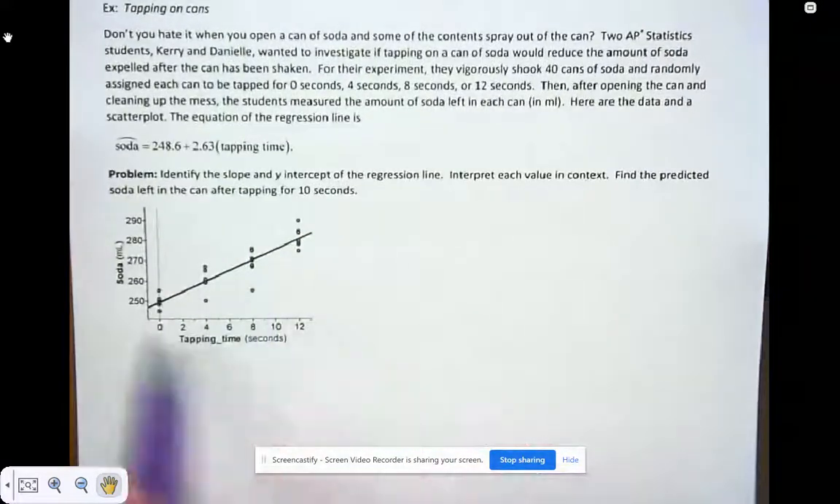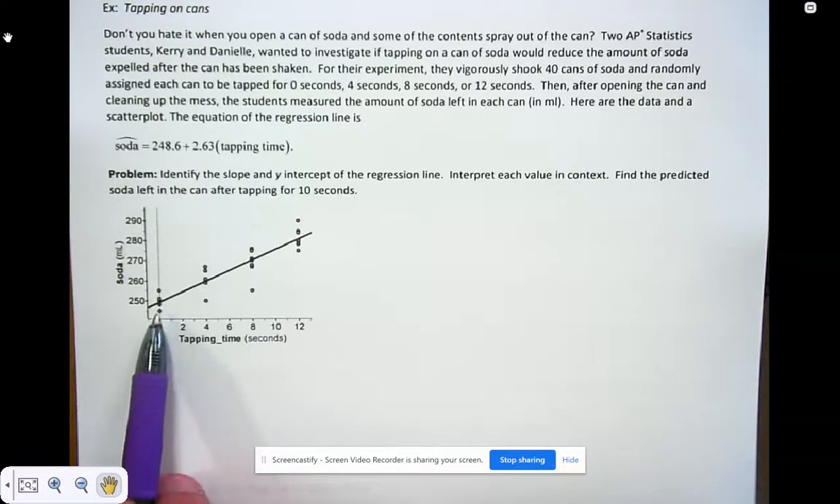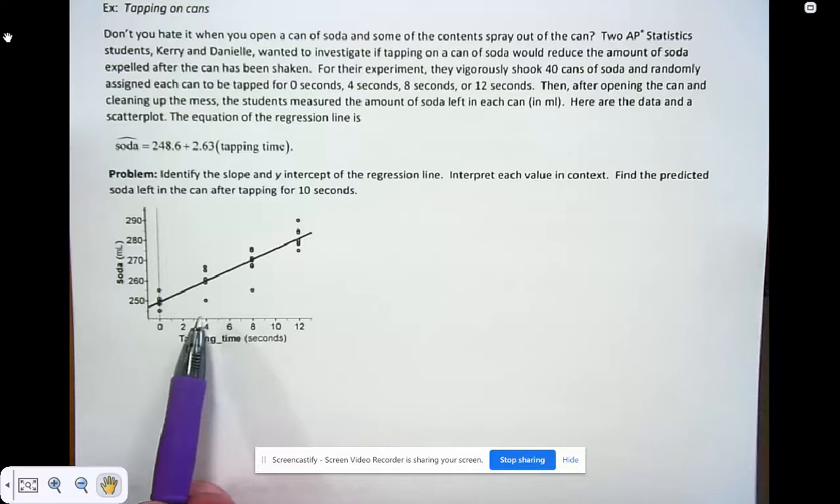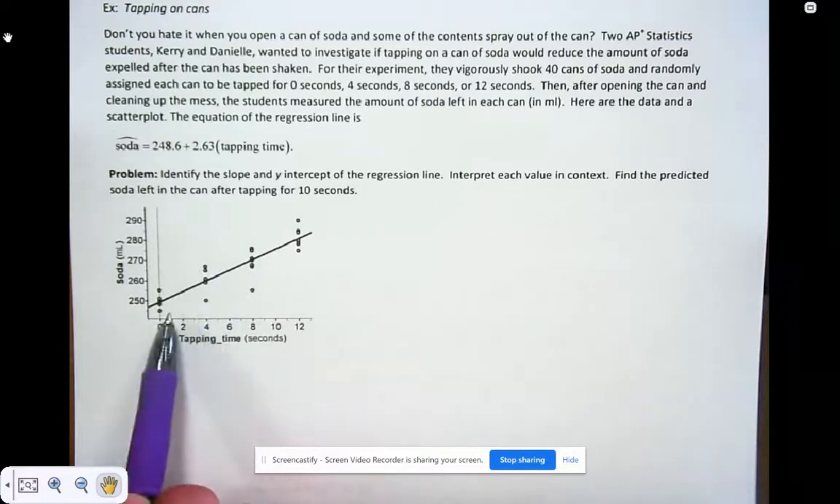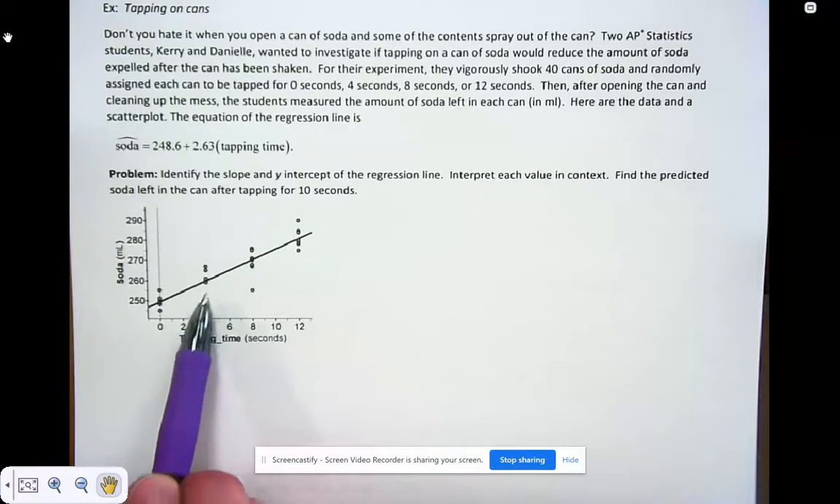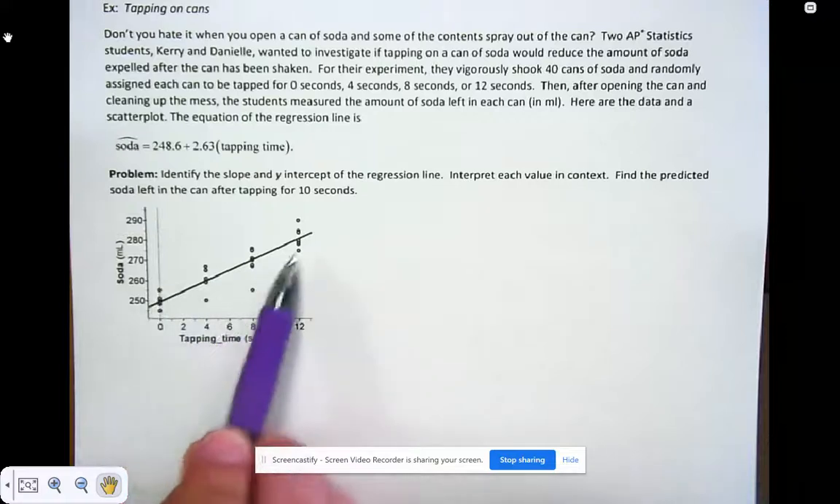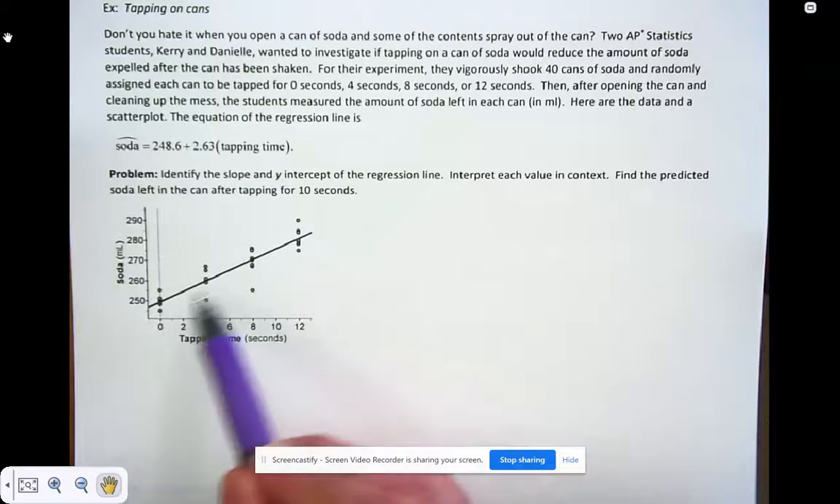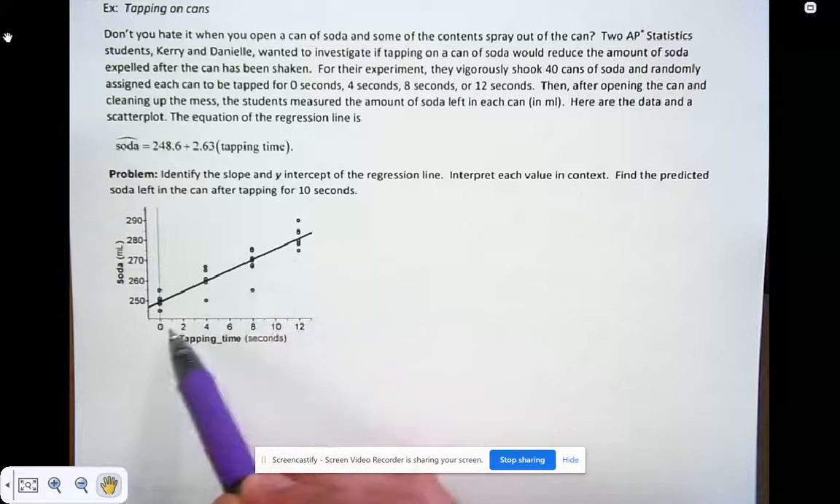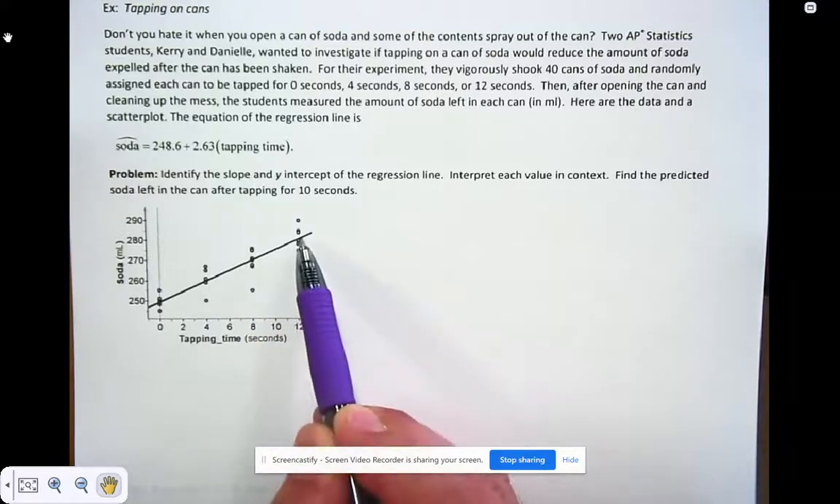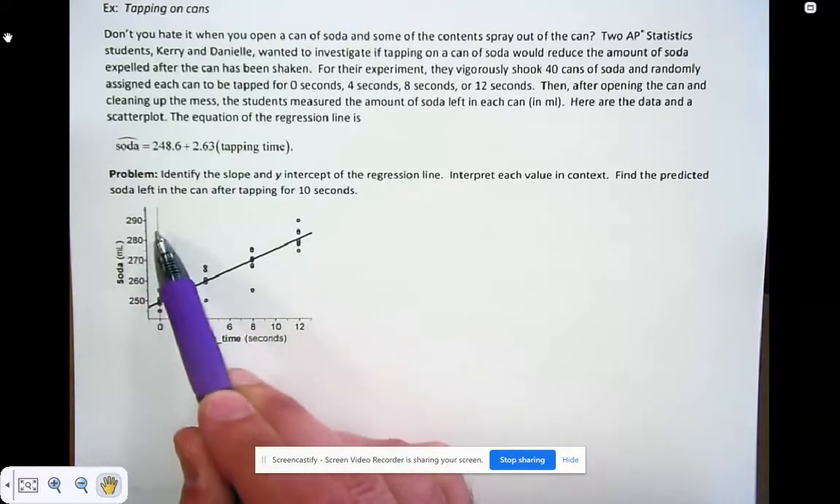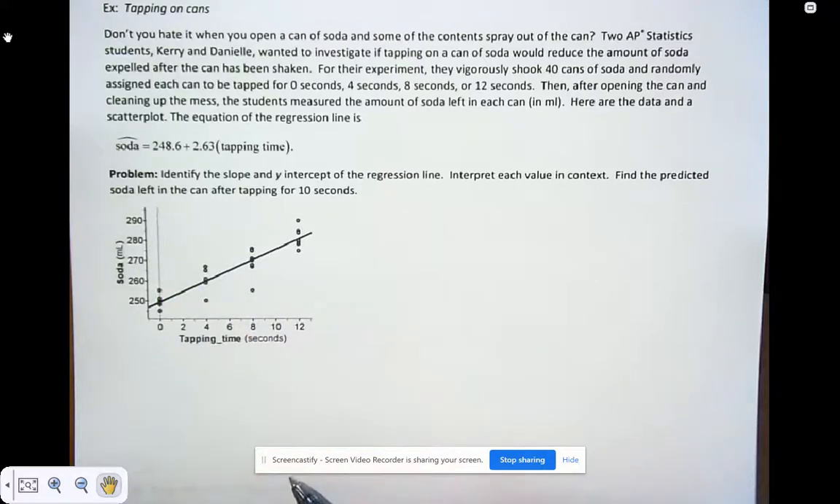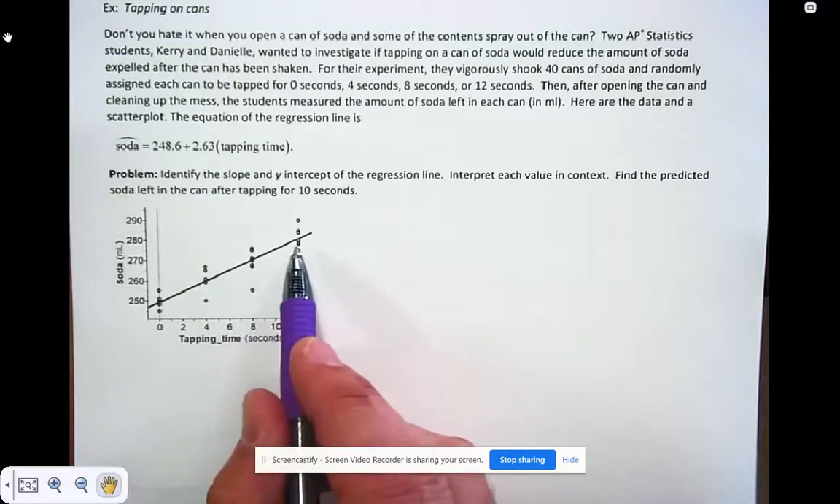At 0 seconds, that means they did not tap at all. This is how much was left. Then they tapped for 4 seconds. All these dots represent those 5 cans and how much liquid was left. It seems like after tapping for 4 seconds, there's more liquid left, and at 8 and 12. So it definitely seems like there's a relationship: the longer you tap, the more soda is left in the can, which means it didn't explode as much. Here's our regression line.